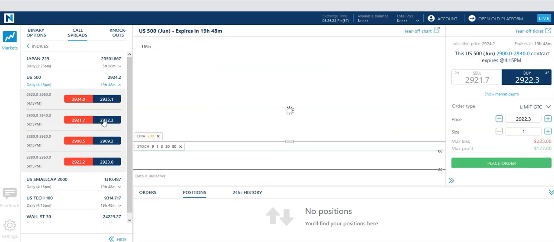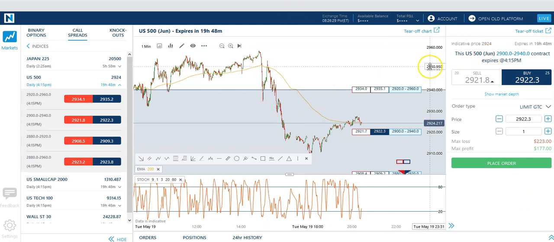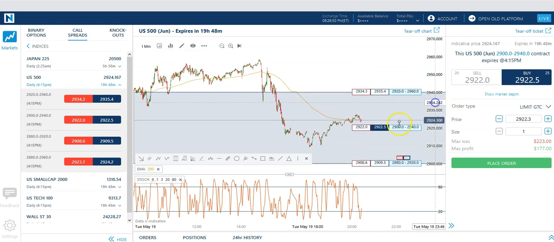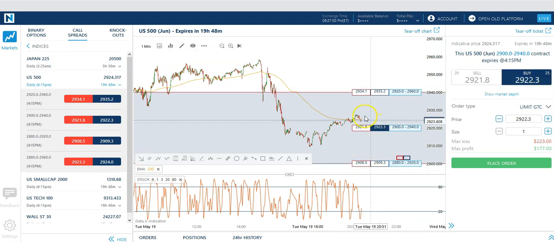So let's click on this contract, and let's drop this down below. The way this works is we're right in the middle of this contract. So what we're saying is, if we're bullish, we would buy it. If we're bearish, and we think prices can go lower, we would sell it. If we sell it, you'll see price has to go down for us to make money. If we're buyers, it would go up.